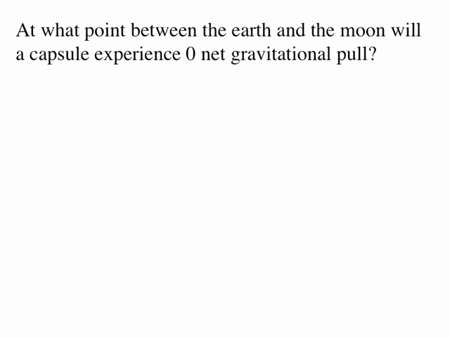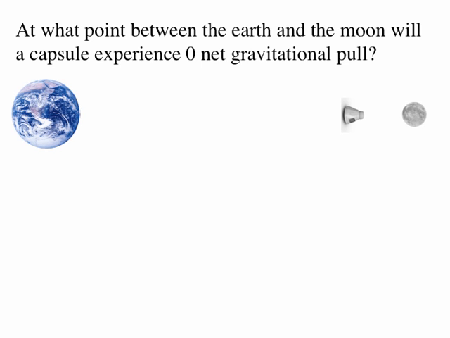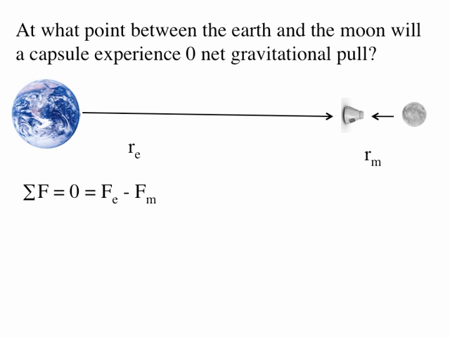Now, let's see at what point between the Earth and the Moon a capsule, like the Apollo capsules that went to the Moon, will experience no net gravitational pull. So if this is our Earth and there's our Moon, there's our capsule, we understand that this is going to occur at a displacement that is much closer to the Moon than to the Earth. Remember, R does not stand for radius in these problems, but it stands for distance between the object centers.